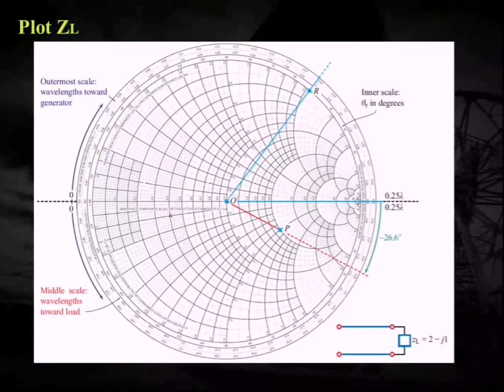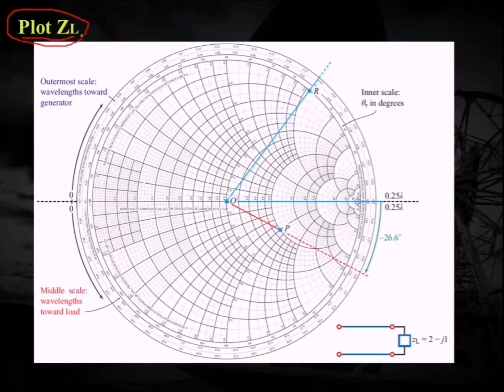Now look at this diagram. The first thing that I am going to do here is to plot the value of ZL. As I said, these values of ZL are nothing but the normalized values of ZL. In the Smith chart, we can only plot the normalized values.